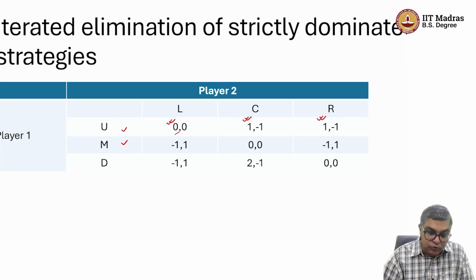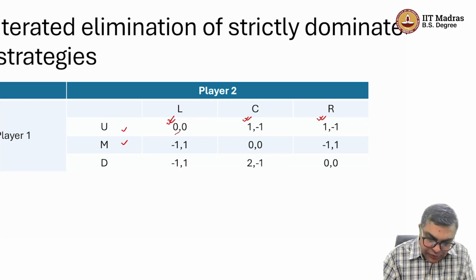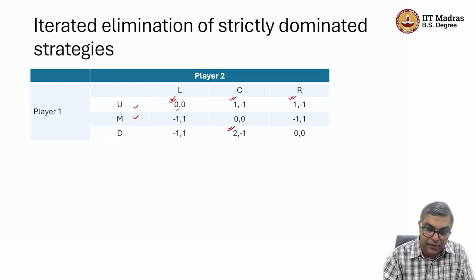Of course U is dominating M strictly. If U could also dominate D strictly, then it's very easy to say that player 1 will play U. Is it the case? When player 2 is playing L, U is giving 0, D is giving -1, still U is more. When player 2 is playing C, U gives 1 but D gives 2, D is more. And therefore, U is not a strictly dominant strategy. We have to be careful about that. How to go about solving such games? Let me remove these tick marks.